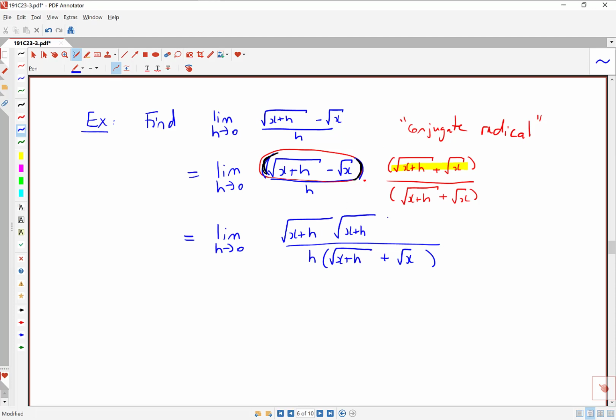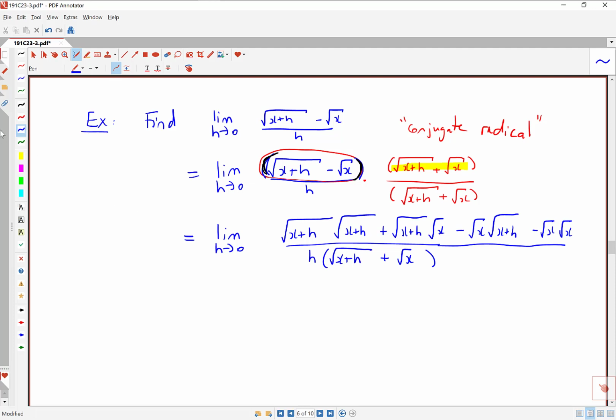So continuing our FOIL process, we would then have the outside terms, so the root x plus h times the root x. I need a bigger division line here. And then continuing to FOIL this out, inside terms, you'd have a minus root x times a root x plus h, and then last terms you'd have a minus root x times root x.